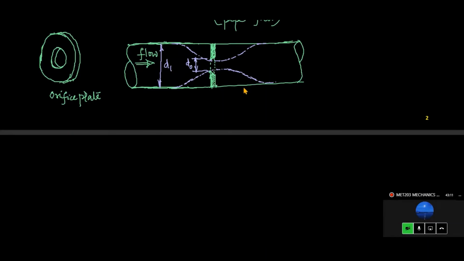And then there is a portion of minimum area of cross section, but not at the plane of the orifice.